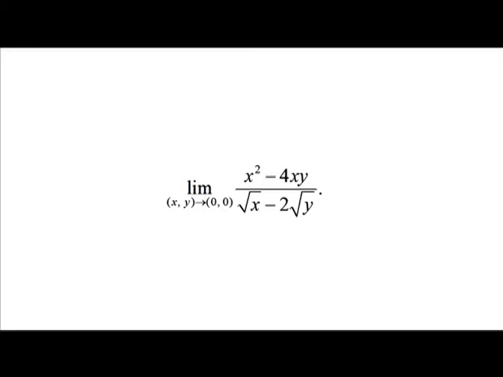Let us evaluate the limit as (x, y) approaches (0, 0) of x square minus 4xy, all divided by root x minus 2 root y. Since the denominator root x minus 2 root y approaches 0 as (x, y) approaches (0, 0), we cannot use the quotient rule.